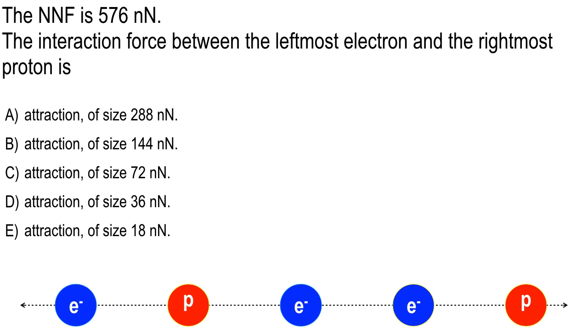All right, here we go. Interaction force between the leftmost electron and the rightmost proton. All right, that's the one. That's this guy out here. We're going all the way out to the fourth neighbor force.